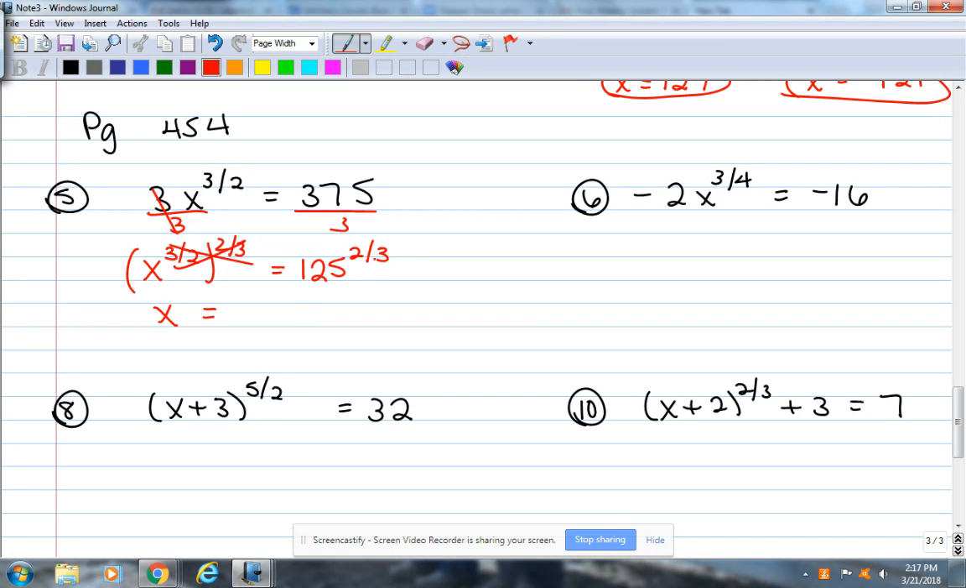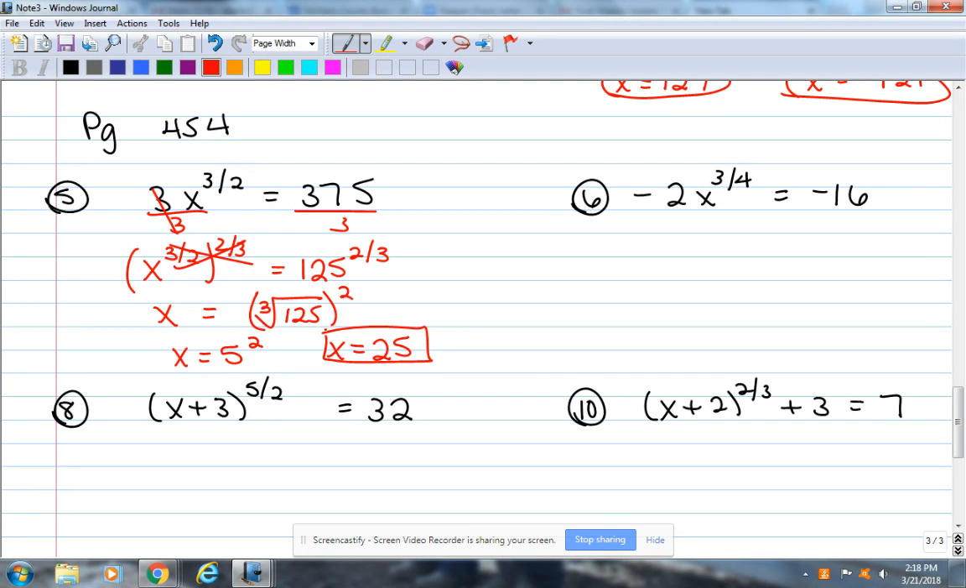How do I change this to a radical? What radical is that the same as? Cube root of 125 all squared. Oh, I just wrote what the cube root of it was. What is the cube root of 125? So 5 squared, and what is 5 squared? Raise your hand if you got x equals 25 for the first one. Any questions about that one? We go with that one.